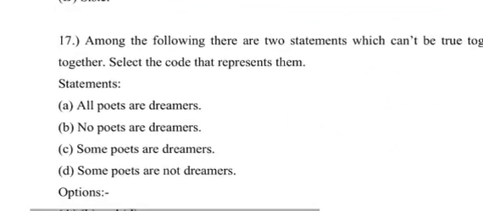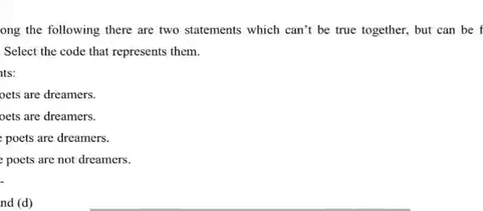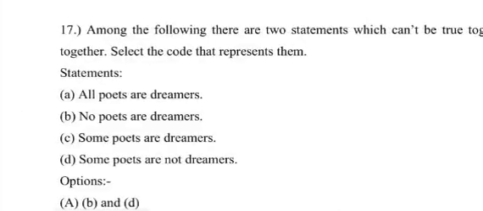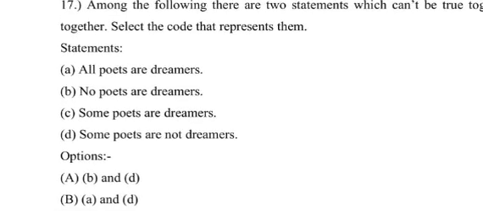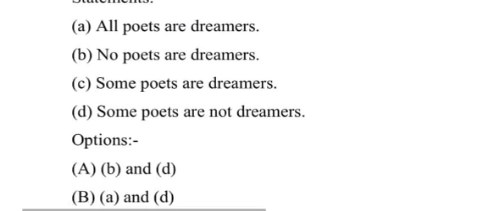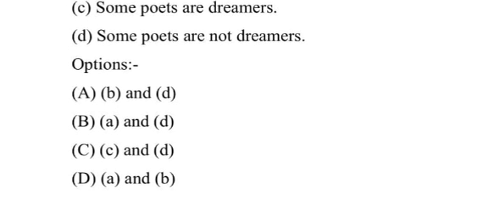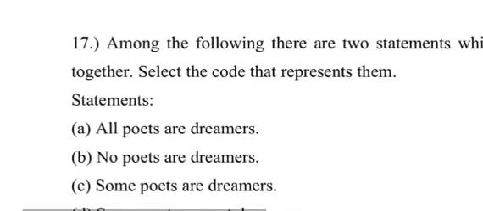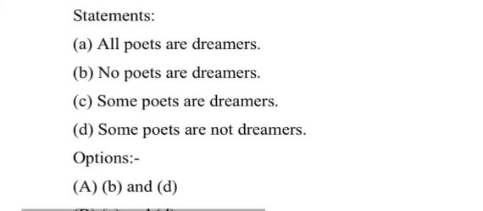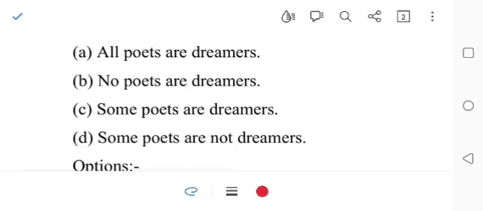Then 17. Among the following, there are two statements which can't be true together but can be false together. Select the code that represents them. All poets are dreamers, no poets are dreamers, some poets are dreamers, some poets are not dreamers. BD, AD, CD, AB. So 17. Correct answer will be number D. That means A and B are correct. A and B, D.